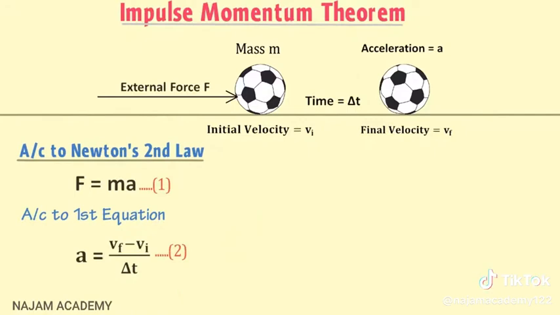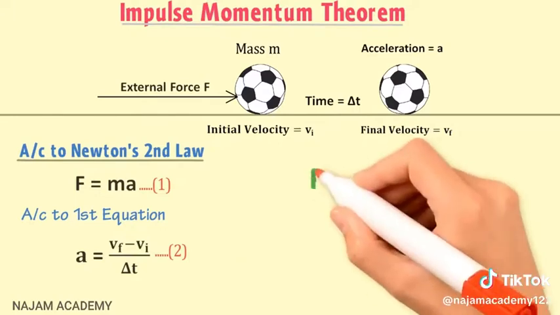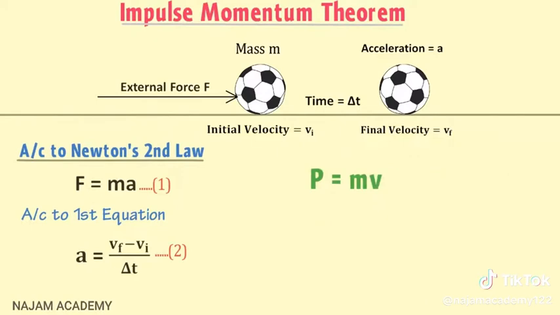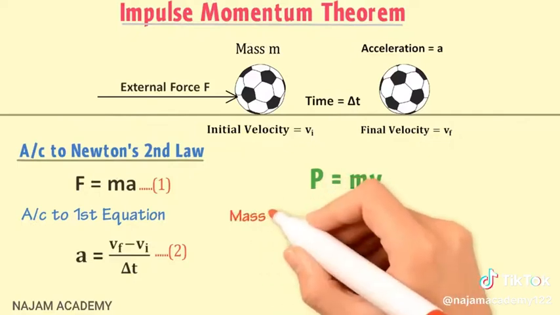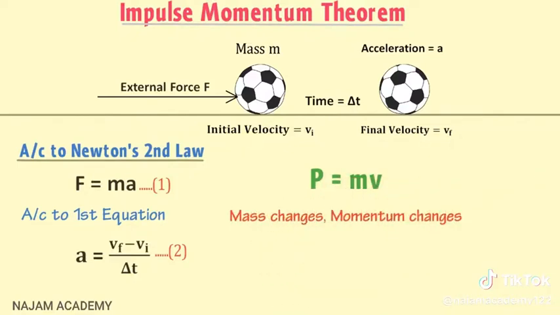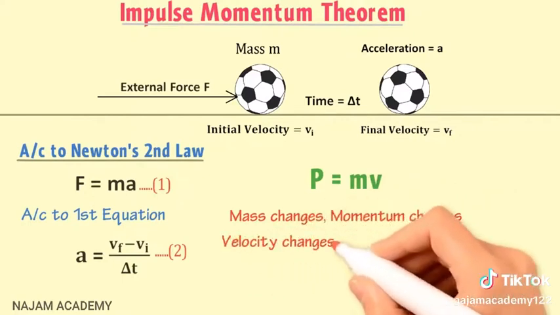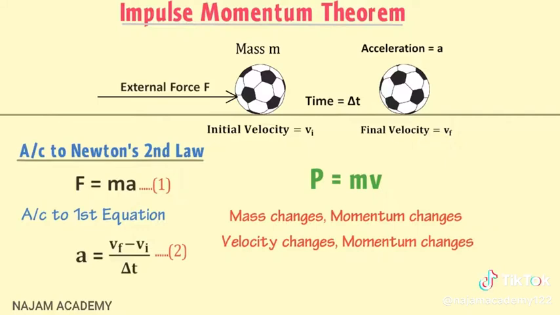Now let me take you to the start of the lecture. I told you that momentum P is equal to mass into velocity. Momentum depends on mass and velocity. When mass changes, momentum changes, or when velocity changes, momentum changes. Here in this example, the mass of the football is constant, but the velocity of the football has changed from vi into vf. Thus the momentum P of the football has also changed.